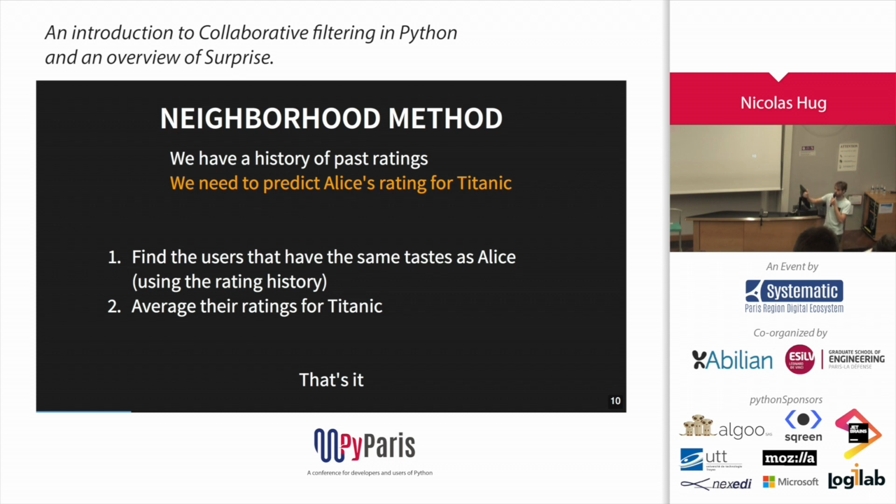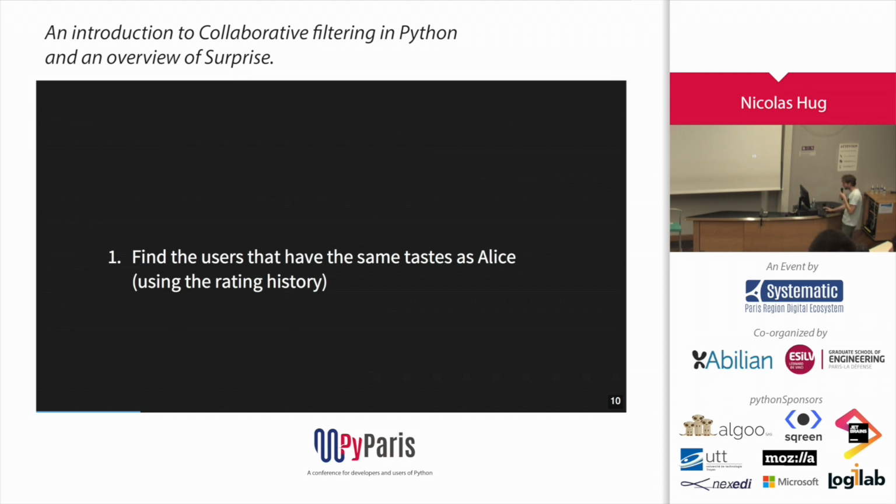You first find the users that are similar to Alice, those that like the same movies as Alice, and those that dislike the same movies as Alice. And then you average the rating for Titanic, and you get your prediction. This is based on the assumption that if Alice and those guys that we call the neighbors of Alice usually agree on their ratings, they will also agree on a rating that Alice has not yet rated, okay? So that's as simple as that.